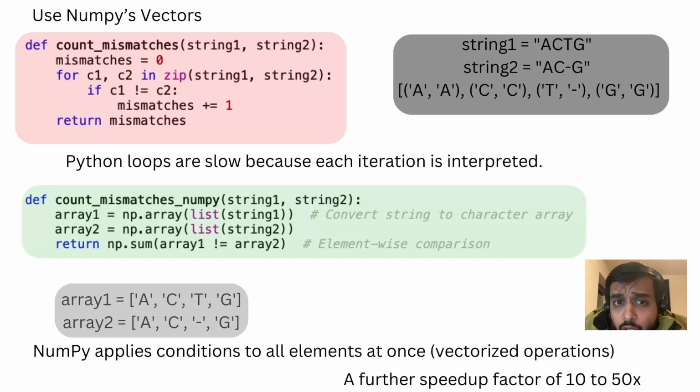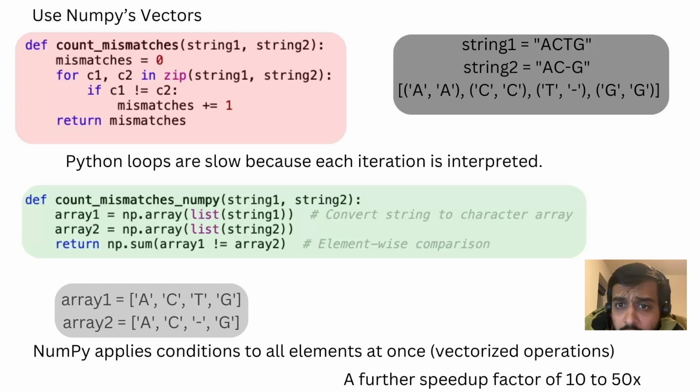Next, the interviewer presented me with a function that counts mismatches between two strings, as I show here in the red shaded rectangle. This function uses a Python loop where two strings are zipped together and compared character by character. For each pair of characters c1 and c2, the loop checks if they are unequal, and if they are, it increments the mismatch count. Finally, the function returns the total number of mismatches.